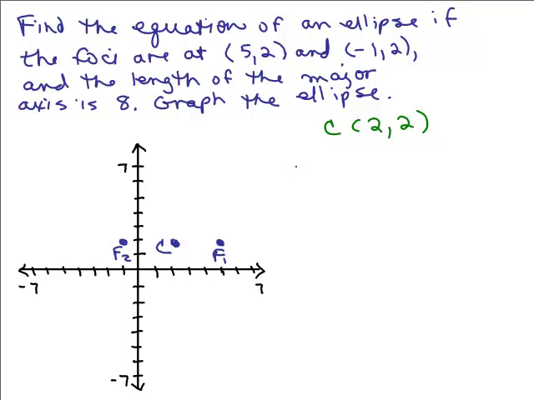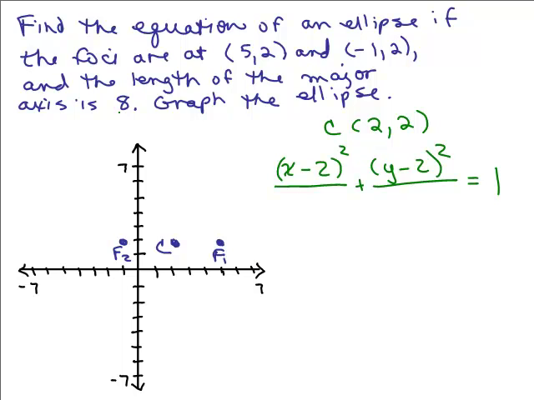So if I'm going to write the equation, I know it's going to be (x minus 2) squared over something plus (y minus 2) squared over something equals 1. So I'm partially there, right? But we have to figure out a few more things.